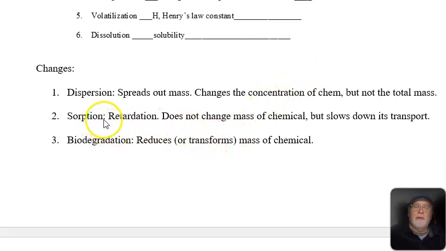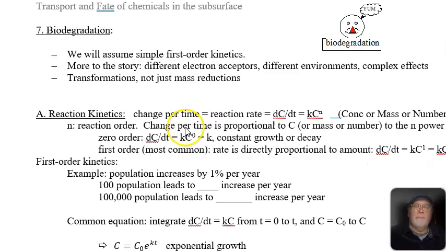Adsorption or sorption, this results in retardation. It also does not change the mass of the chemical, but it slows down its transport. So as it goes along, it stops along the way on the solids. And the biodegradation, which actually does reduce the mass of chemical or reduces the amount of benzene, it might be transformed into other things. So biodegradation does actually reduce the mass of the chemical. So we'll start with that.